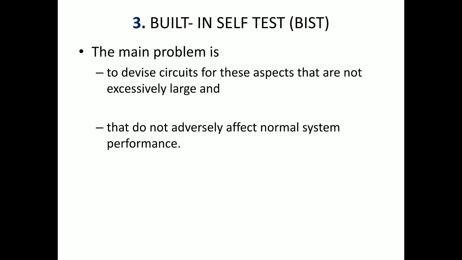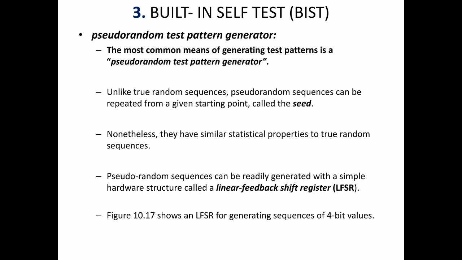In order to generate the test, in BIST we will be using a few types of circuits. One among them is to generate the test vectors. We will be using one type of test generator, called a pseudo random test pattern generator. Next, the topic is how to generate the test vector. The most common means of generating test patterns is a pseudo random test pattern generator.